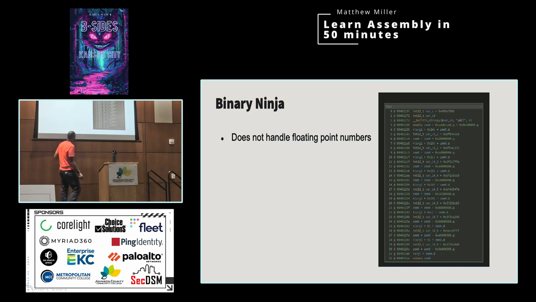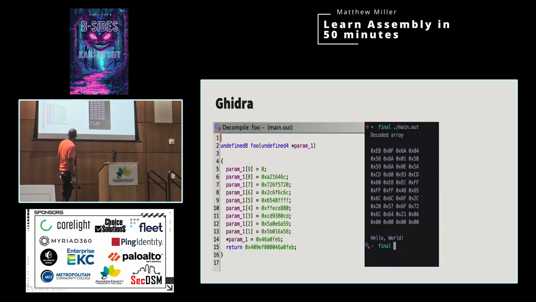All right, so cool story, right? I ran this through Binary Ninja. And it's like, I don't know what this is. Like, you're doing floating point. I don't know. Right? So it had no idea.